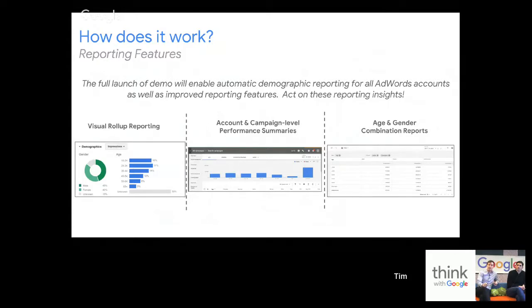So the action from this is, if there is any ages or let's say gender that you know performs better, you can actually put positive or negative bid adjustments on those straight away, just to make sure you're not missing out on any relevant traffic.